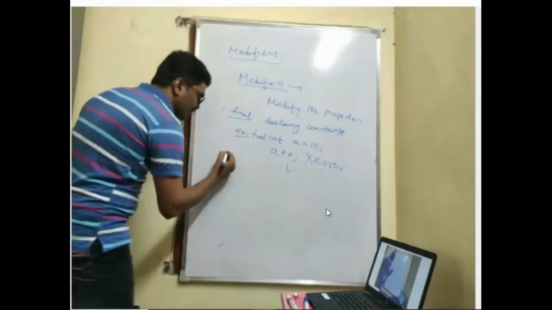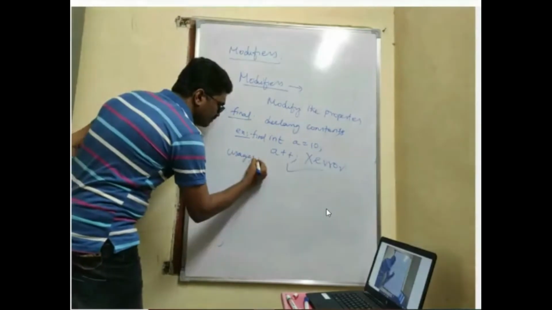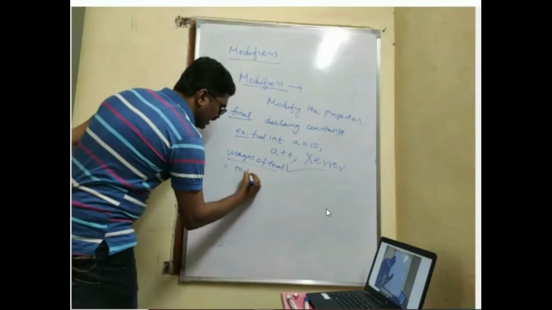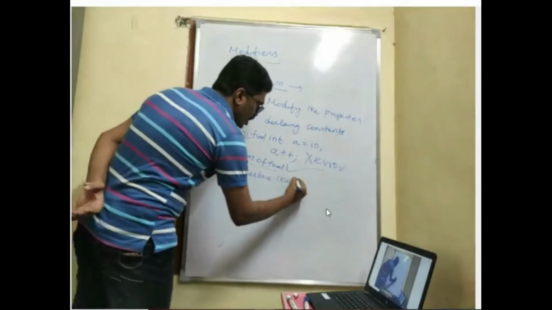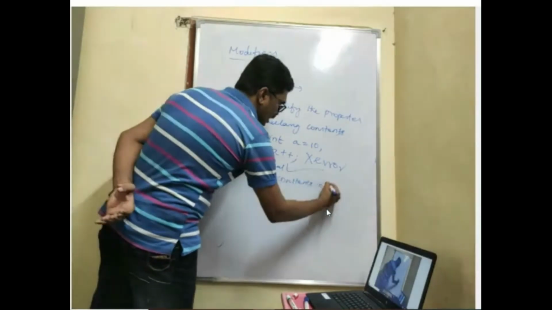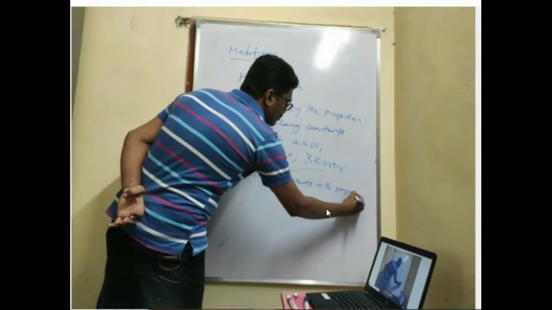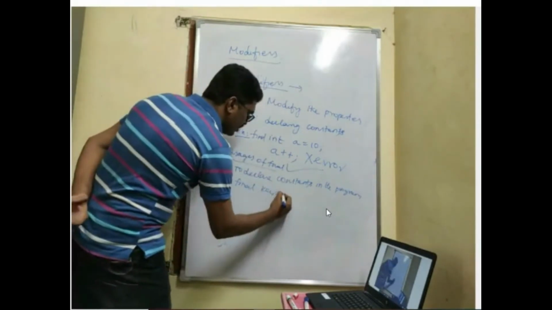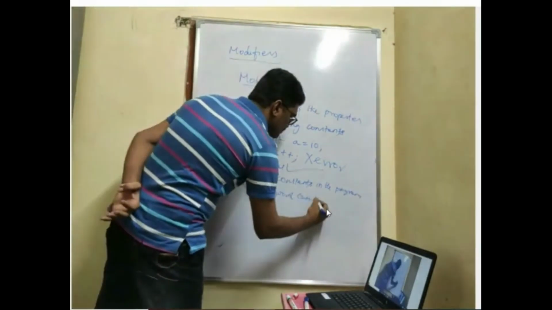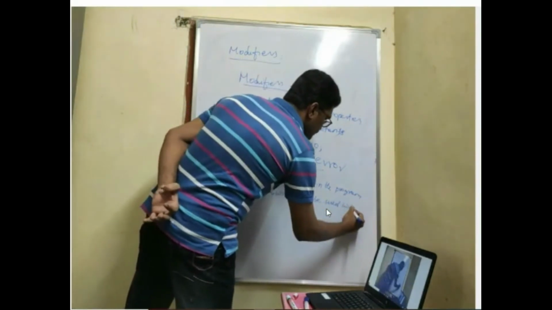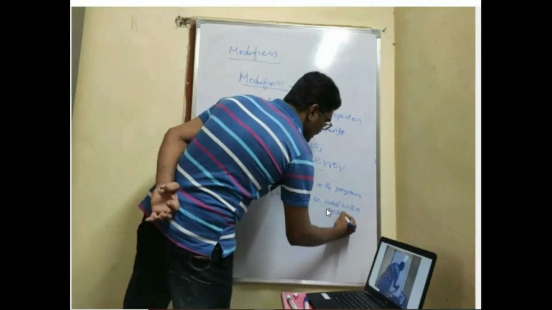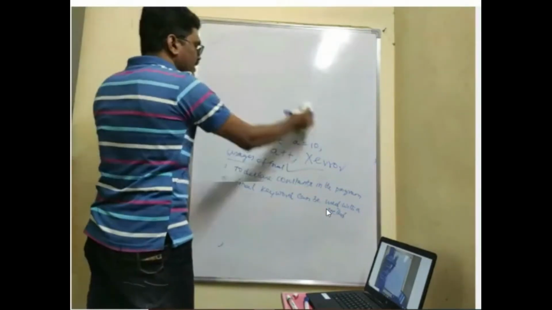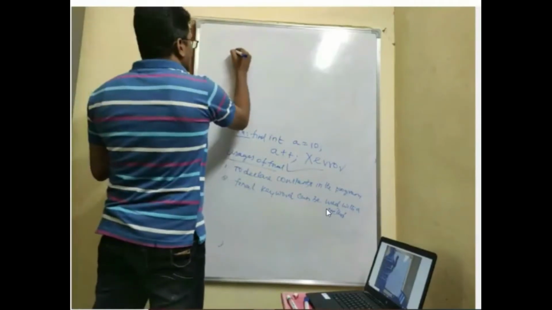But there are different usages of the final keyword. First one, very, very important, to declare constants in the program. That's what we have seen in an example. The second one is that the final keyword can be used with a method. Whenever I use the final keyword with a method, that method cannot be overridden.